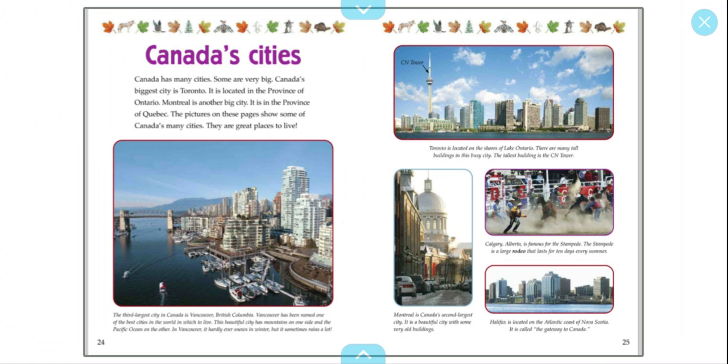Canada's cities. Canada has many cities. Some are very big. Canada's biggest city is Toronto. It is located in the province of Ontario. Montreal is another big city. It is in the province of Quebec. The pictures on these pages show some of Canada's many cities. They are great places to live.